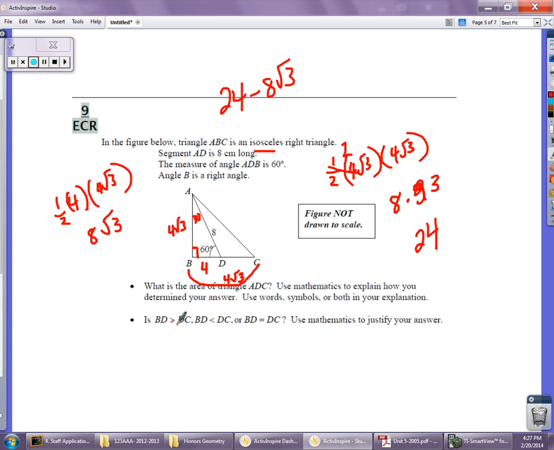Is BD greater than DC, or is BD less than DC? We already know that DC is 4 root 3. So you would just have to know what's greater, 4 or 4 root 3. And obviously, if you multiply by root 3, DC is going to be greater. So BD is less than DC.